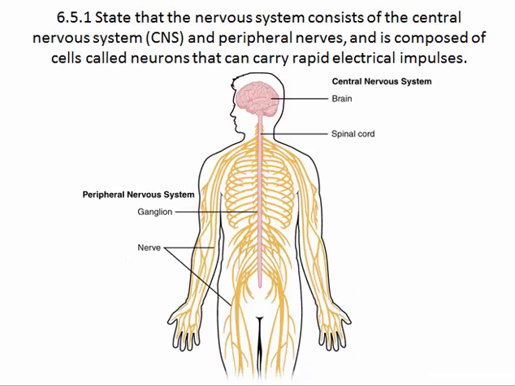The first assessment statement says, state that the nervous system consists of the central nervous system, CNS, and peripheral nerves, and is composed of cells called neurons that can carry rapid electrical impulses. So you have to imagine that your body is sensing stimuli and responding to it, and this sensing and response system has to work very quickly.